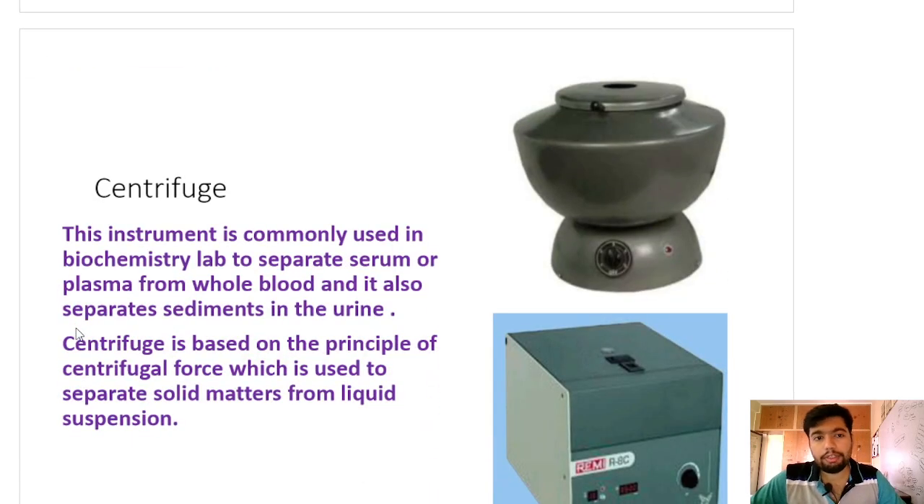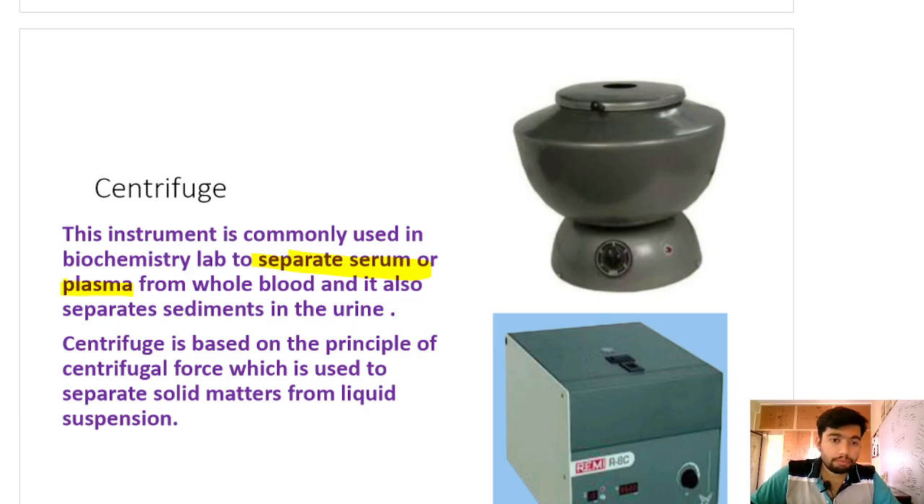Now this is a very important instrument, the centrifuge, and this instrument is commonly used in a biochemistry lab to separate serum from plasma. I hope by now you should know the difference between serum and plasma. What is the difference between serum and plasma? You have to answer it in the comment section.